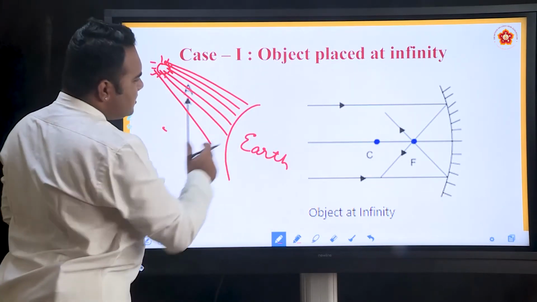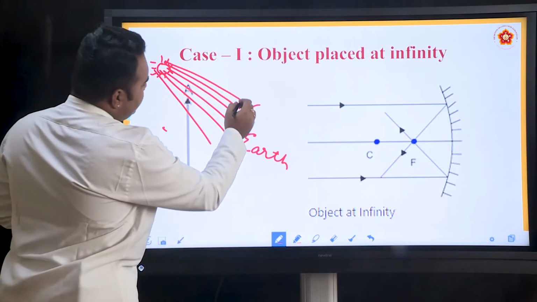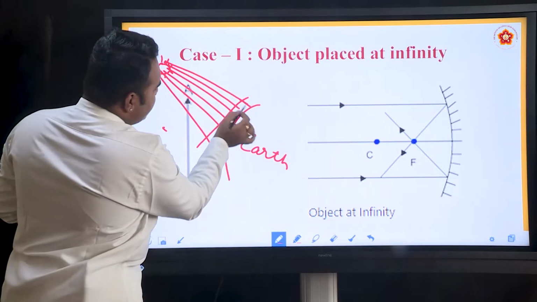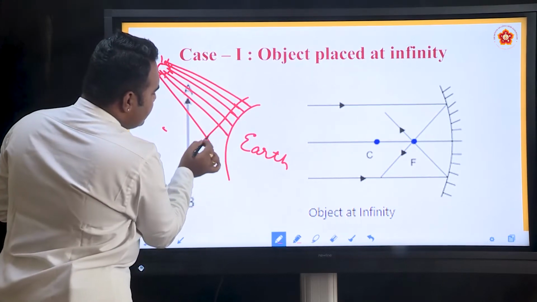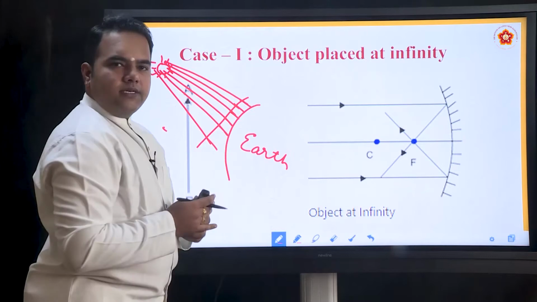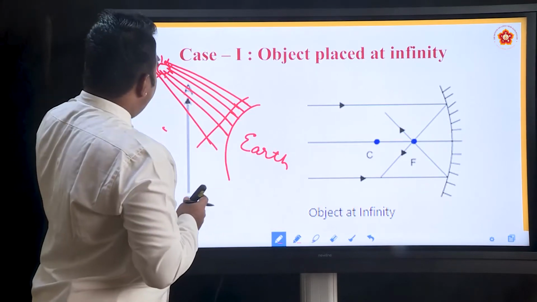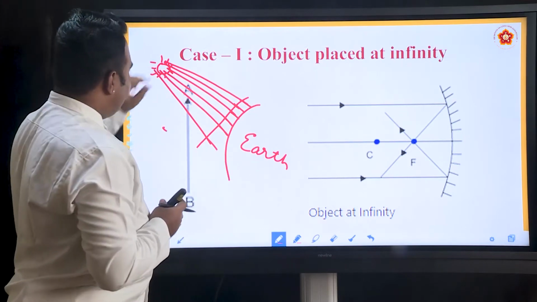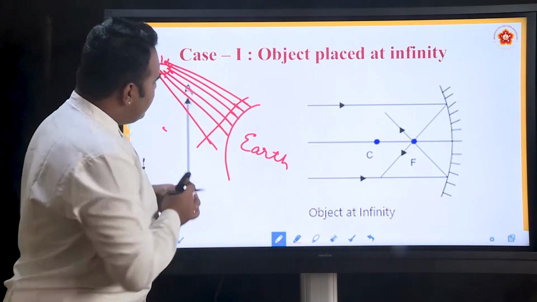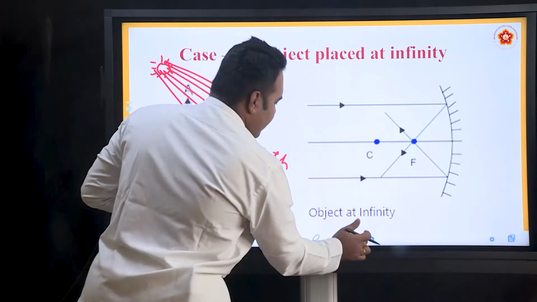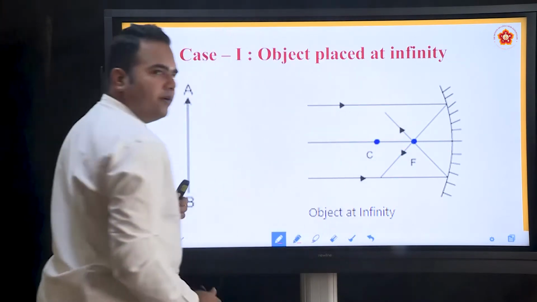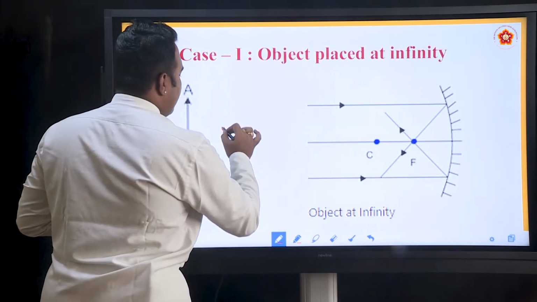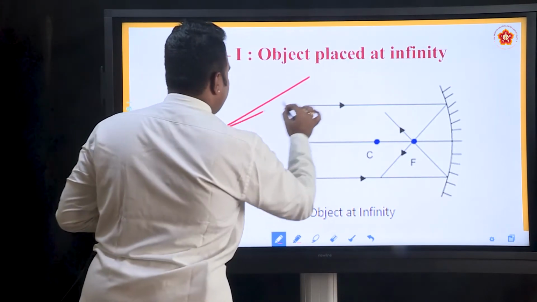But because the distance is quite large, all these rays of light, though they are coming from the same source, appear parallel. We make this approximation and say that whenever the object is placed quite far away, whenever the object is at infinity, the rays of light coming from the object are parallel. Similarly, just look at this: from a point there are many rays of light coming.